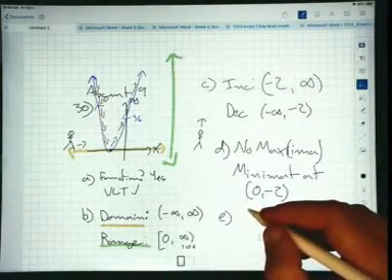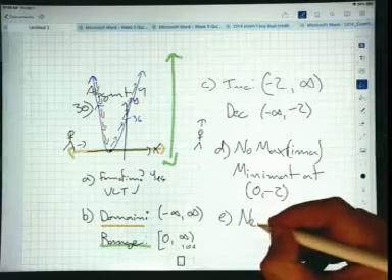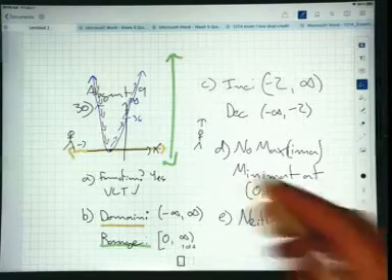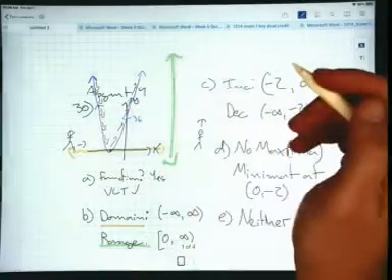E, is it odd or even? It is neither, because it's not symmetrical about the y-axis.